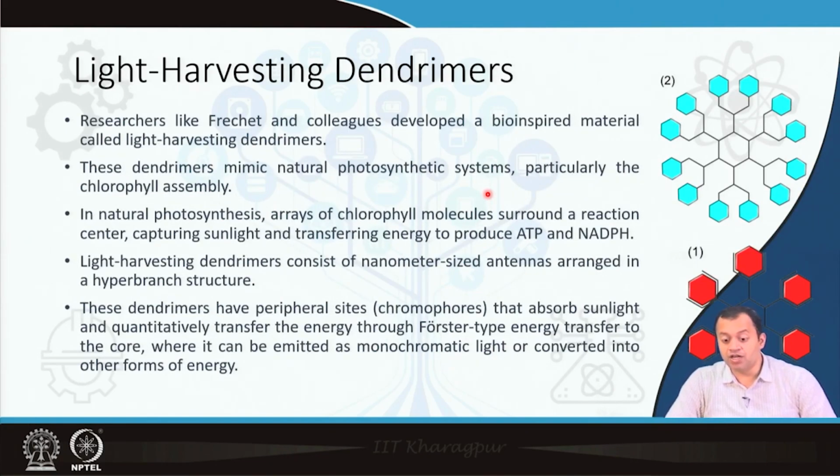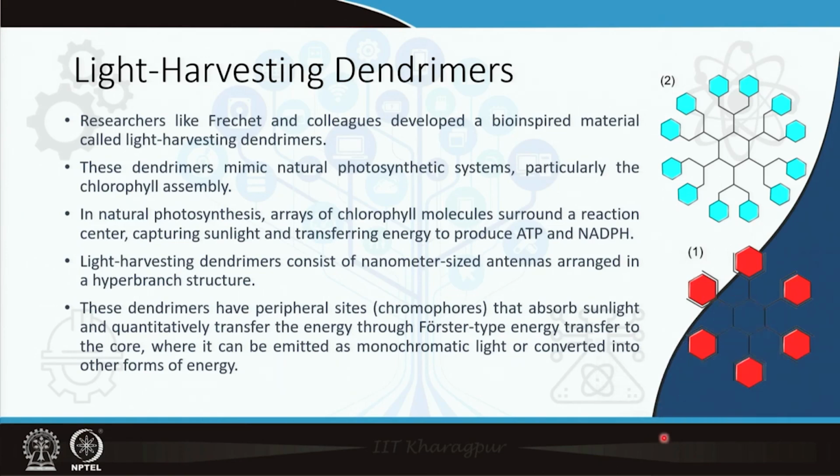Light harvesting dendrimers. So, dendrimers are these branch-like molecules which have a core type structure, and then they branch out, and this branch then opens into several branches. So, it's like this. So, researchers are talking about these kinds of branched small molecules for making artificial photosynthesis.